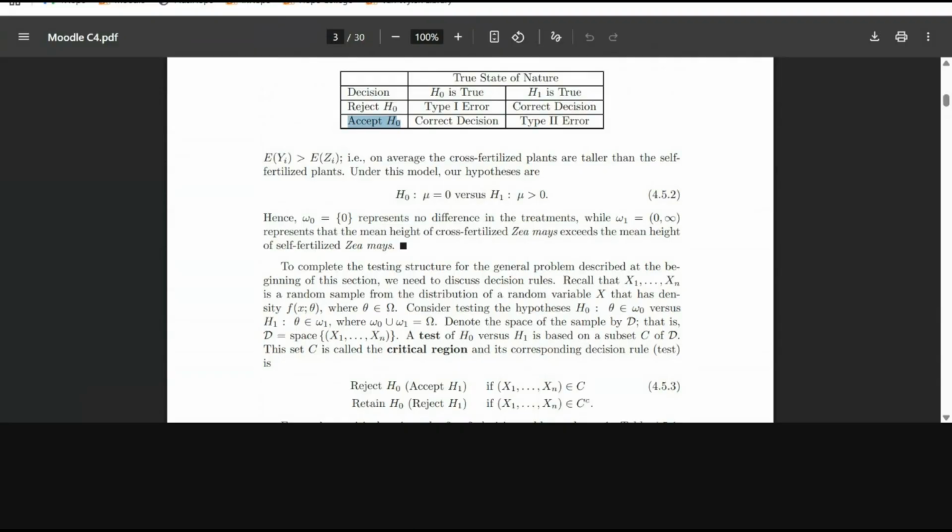This is not true. So sorry. Go back to the definition of what a type 2 error is. The true state of nature could be not a specific number now.